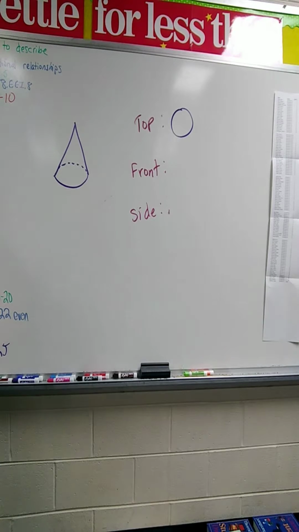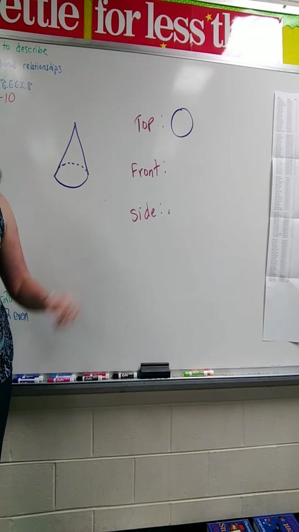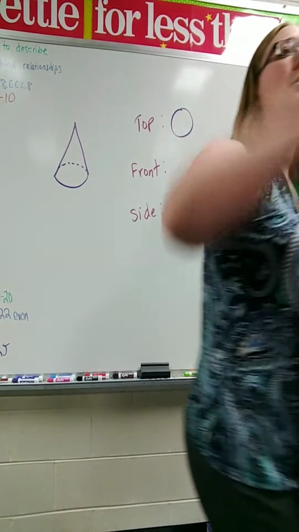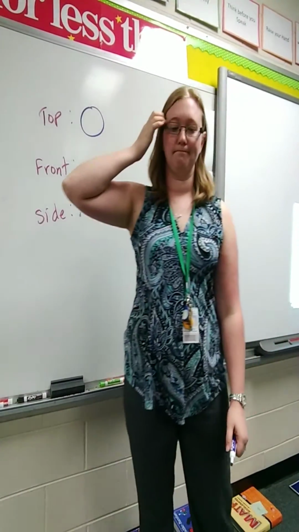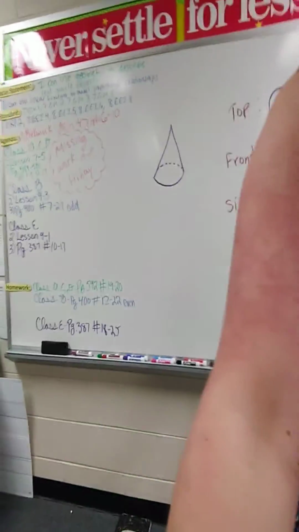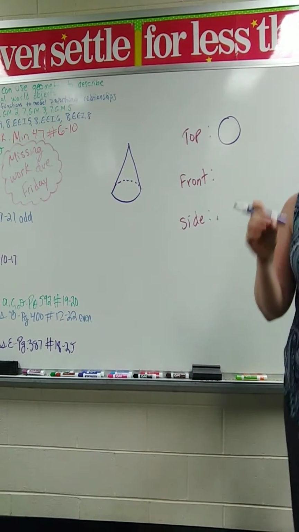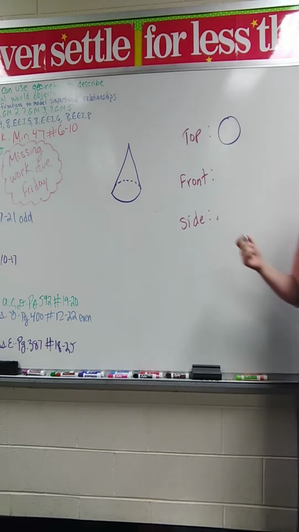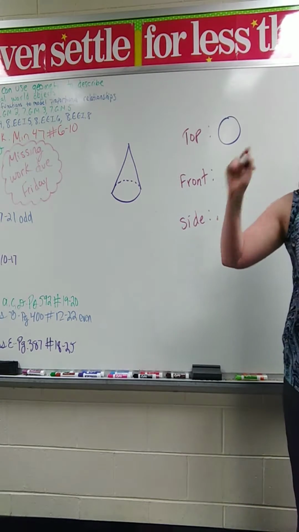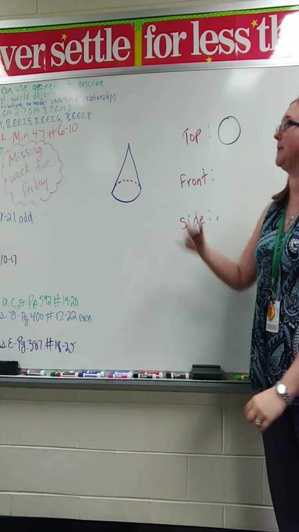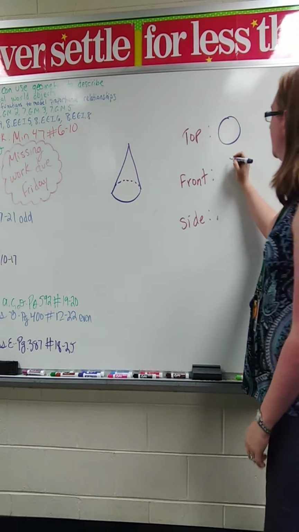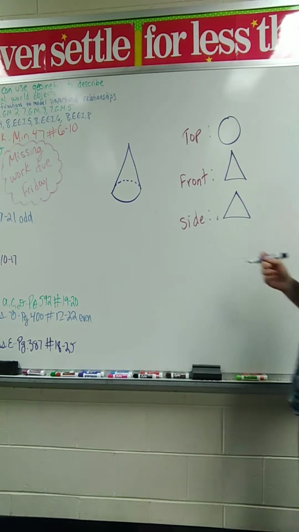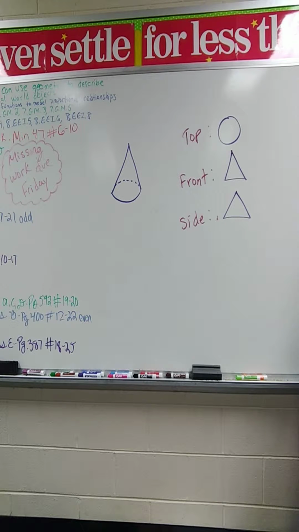Now, if we have a cone, is there a difference between the front and the side? No. Yes. No. Yes. Is there? Because one has a darker shade. But we're not looking at the shading. We're looking at just the shape. So, with the front and the side, do they have a different shape? No. So what shape is that going to be? A triangle. Give me a triangle. There you go. So my front and my side will both be a triangle.